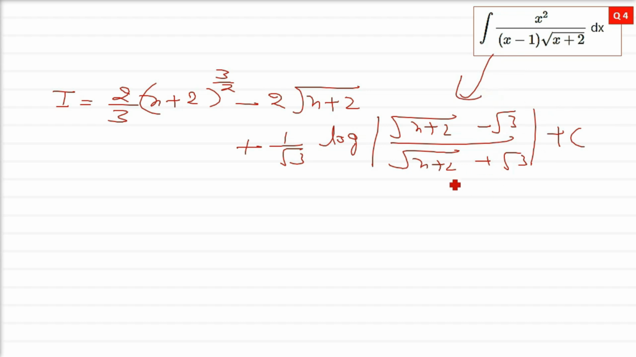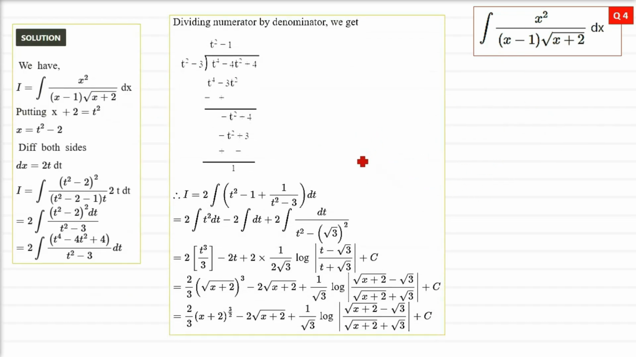This is your final result. Now how to do this? All this putting, differentiating both sides, and dividing numerator and denominator has to be written by you, and the logic you have understood.